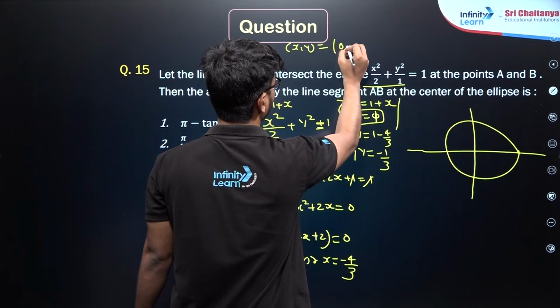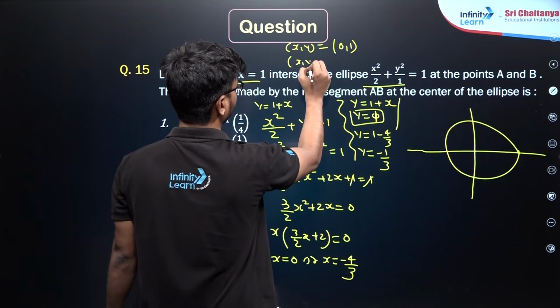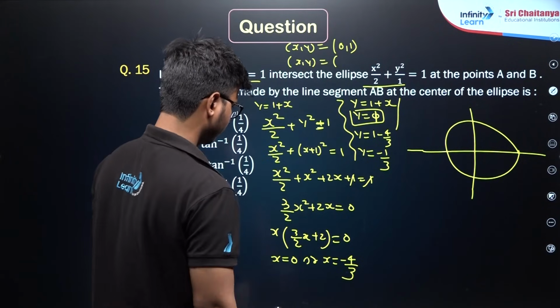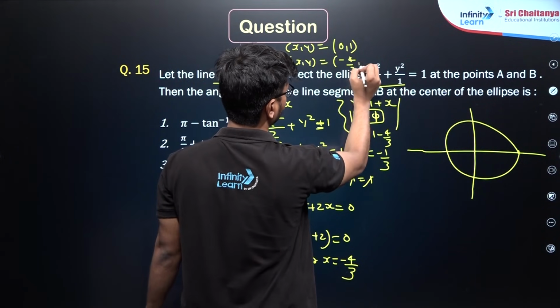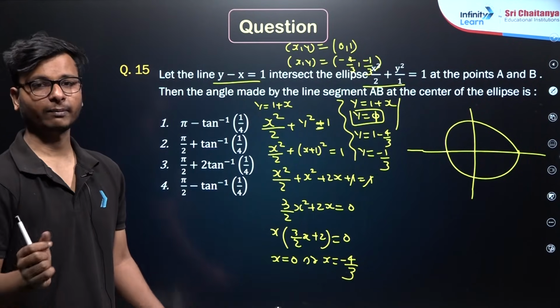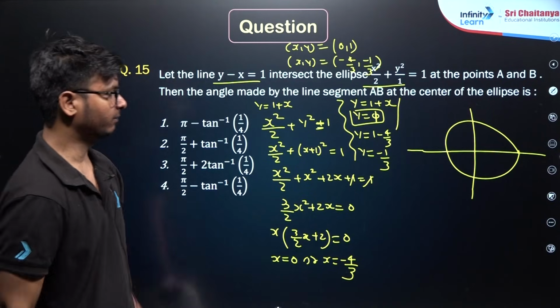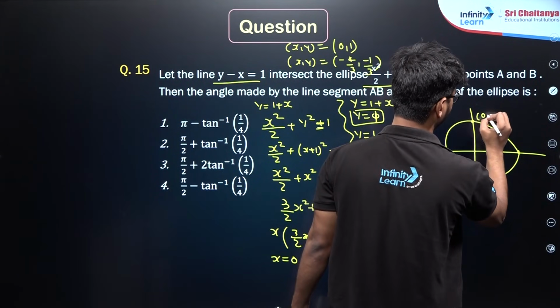So 0 comma 1, and I am getting x comma y as x is minus 4 by 3 and y is minus 1 by 3. Minus 4 by 3 and minus 1 by 3. So this is the point of intersection when my line intersects the given ellipse. So 0 comma 1 will lie somewhere here.